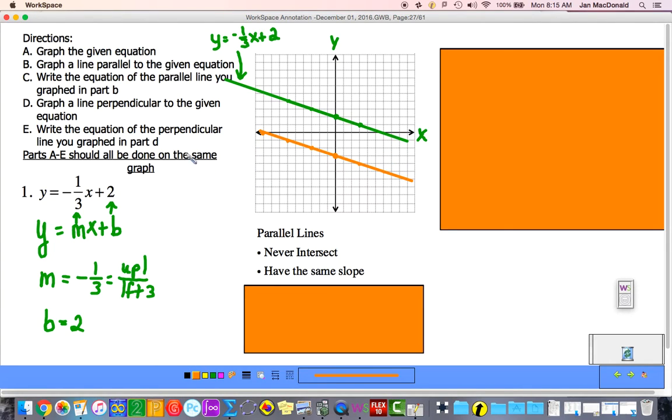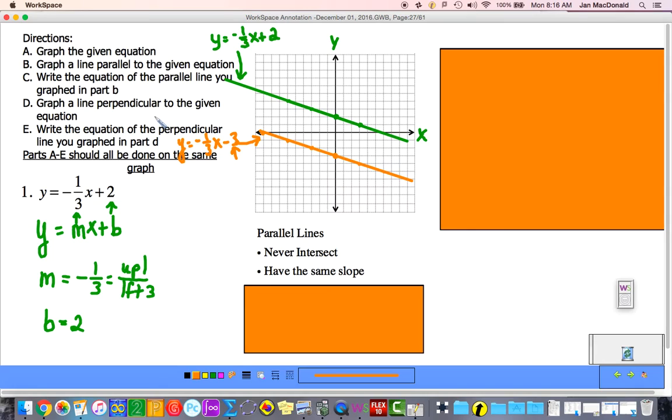Well, what's the equation of my new line? Because that's what it asked me in part C. Write the equation of the parallel line you graphed in part B. Well, the equation of this line in orange is y equals negative 1/3 x minus 3. And again, I chose the y-intercept. The goal of this activity is to learn to graph parallel and perpendicular lines and write their equations. So here is the equation of the line parallel to y equals negative 1/3 x plus 2.